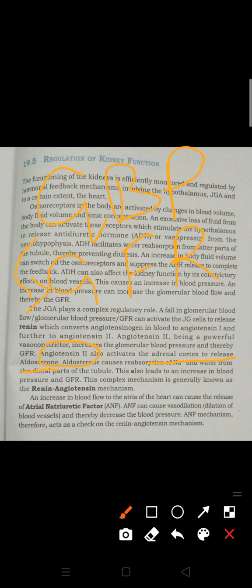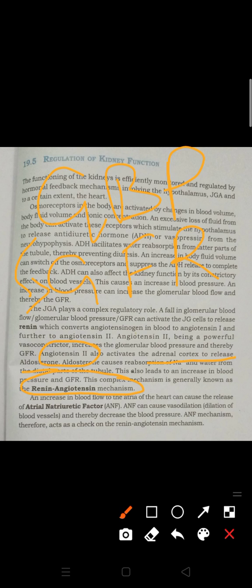So this whole mechanism is a complex mechanism: one thing stimulates another thing, and when the second thing is stimulated, it stimulates the other thing. So you can understand that there is a complex network of mechanisms. That is why it is known as the renin angiotensin mechanism. I hope that much is clear.